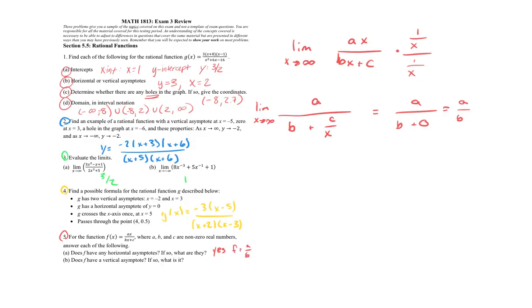Okay, next one, we're going to look for any vertical asymptotes. If so, what is it? A vertical asymptote is where your denominator equals 0. So we're going to set bx plus c equal to 0. From here, we're able to see that x is going to equal negative c over b. If I plug in negative c over b, we will get a 0 in our denominator, which corresponds to a vertical asymptote. So yes, x equals negative c over b.